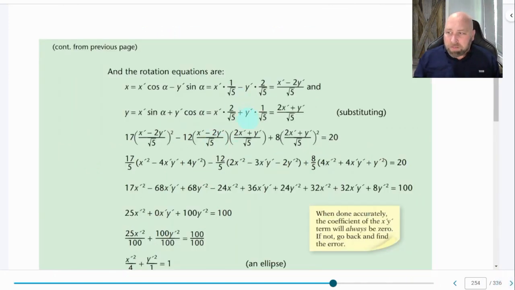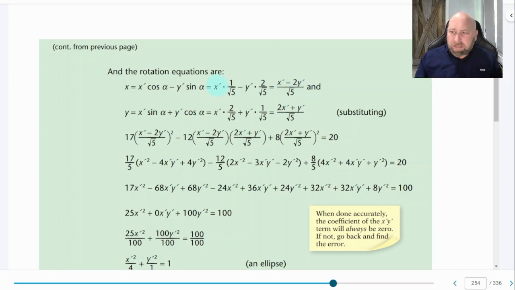Once we get it subbed in, it looks like this. So here's our 17 times x prime minus 2y prime over the square root of 5. Where did that come from? It came from right here. It came from our chart. You just plug in and it gives you that.